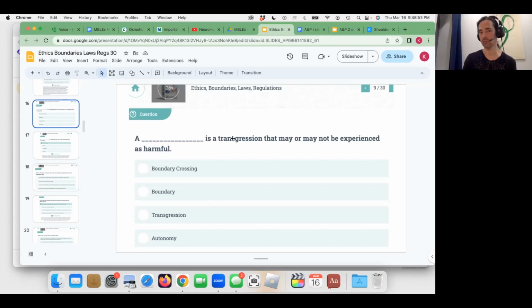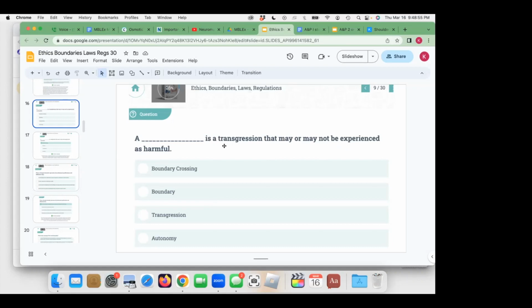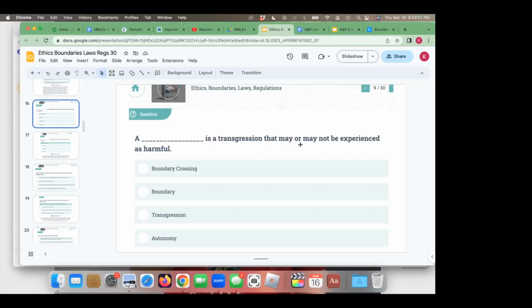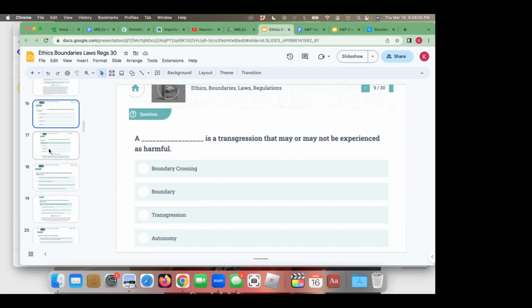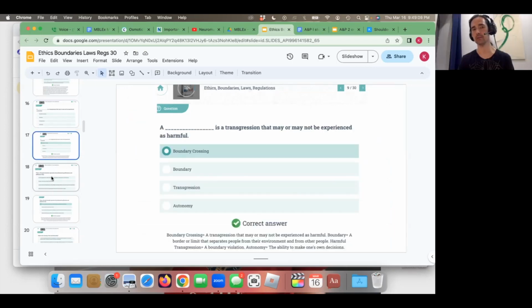And now read the question for me, please. It says transgression that may or may not be experienced as harmful. That's right. So you see why it cannot be transgression. Yes. And autonomy, what does autonomy mean? Anyone?